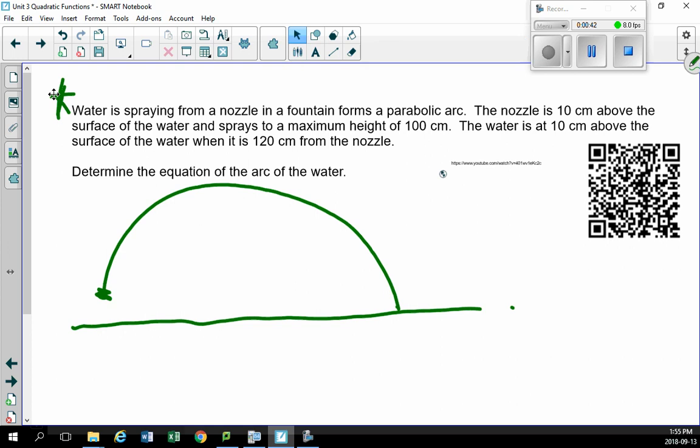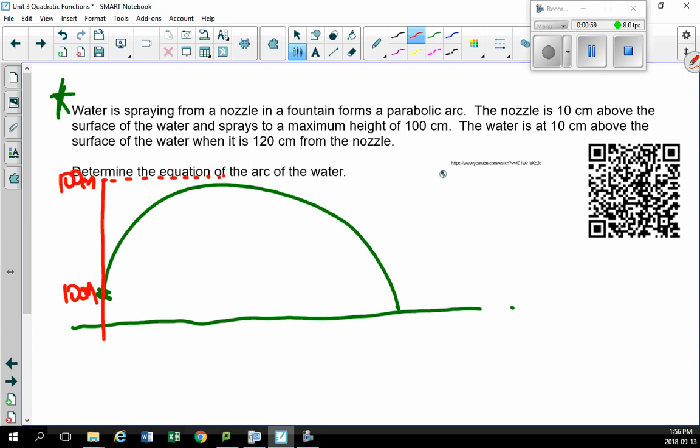Now, the cool thing is, if you read the rest of this question, it says, okay, you're at 10 centimeters above, so I'm going to start my axis right here at 10 centimeters, and then it says it sprays to a maximum height of 100 centimeters. So if you look at that, that's 100 centimeters. There's your maximum right at that height right there.